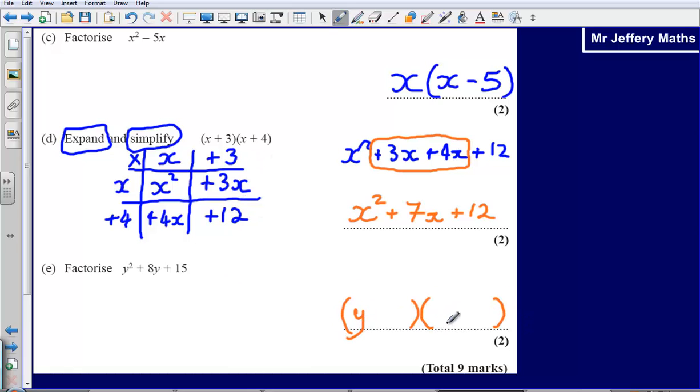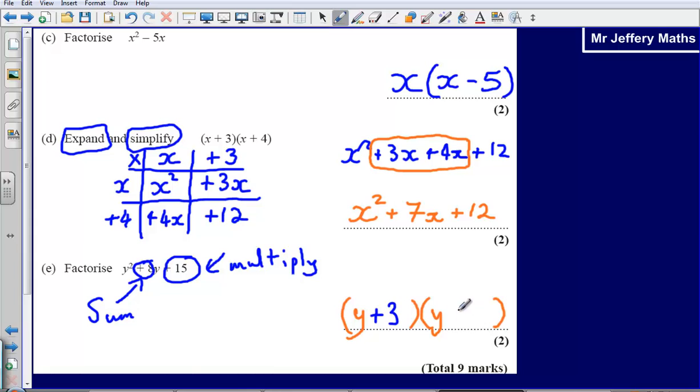And so I'm going to have y and y, and then I need to look for two numbers that will multiply to make 15, and two numbers that will sum to make plus 8. So they need to multiply to make plus 15, sum to make plus 8. So those two numbers are going to be plus 3 and plus 5. 3 multiplied by 5 gives me 15, plus 3 plus 5 gives me plus 8.